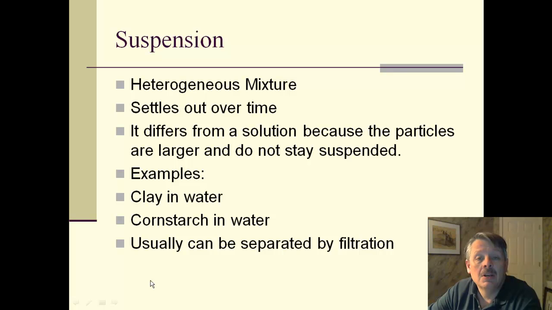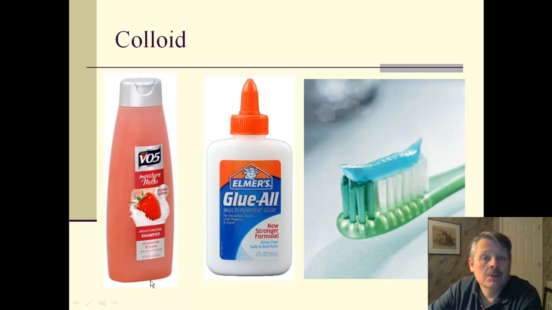So an example of suspension would be dirt in water, or clay in water, cornstarch in water. These can usually be separated by filtration. So that's a suspension. Now there are other things called colloids, which are kind of in between suspensions and regular solutions. Elmer's glue is a great example that you're familiar with.